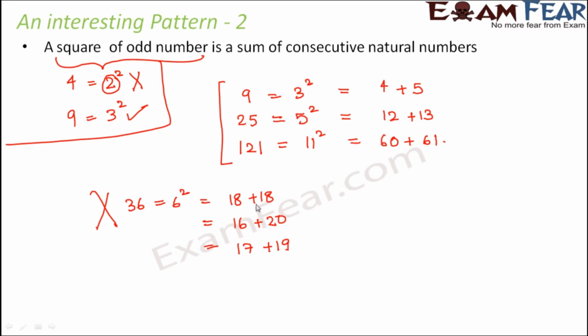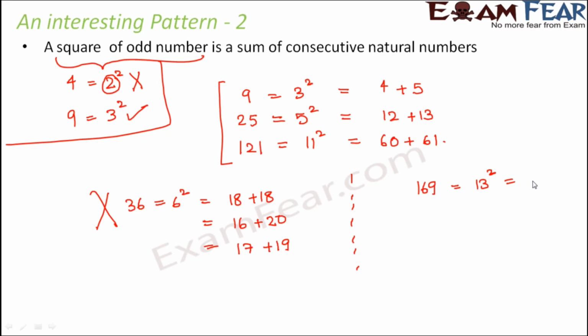Now, whenever you are given the square of an odd number, how will you write it as a sum of two consecutive natural numbers? For example, 169 is one more example, which is the square of an odd number. 13 square is 169. So how can you write this as a sum of two consecutive natural numbers? For smaller numbers, it was comparatively easy to find those two consecutive natural numbers whose sum is equal to that number. But as the number becomes bigger, how do you handle this?